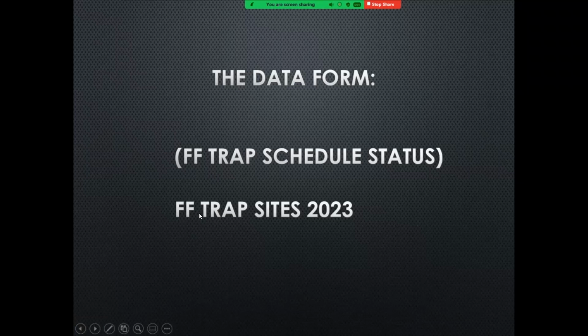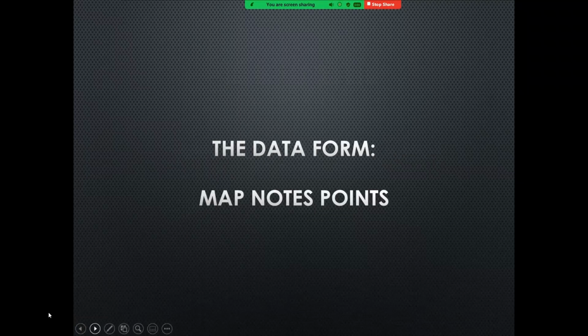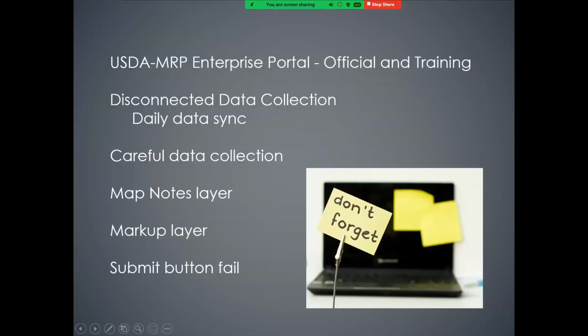So we looked at those two operational or editable layers, the trap sites layer and here the map notes points layer. One thing to be really careful of with the map notes points layer, that is shared with all. It is meant to help your fellow trappers or your fellow surveyors out. So don't put things that are private there. Make sure it is really helpful to all to see, and just be careful there. Some things to be careful of.